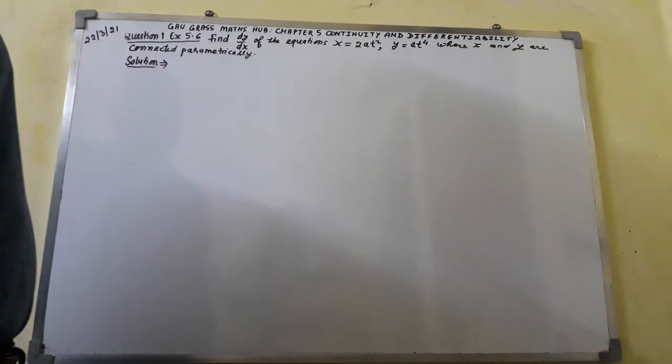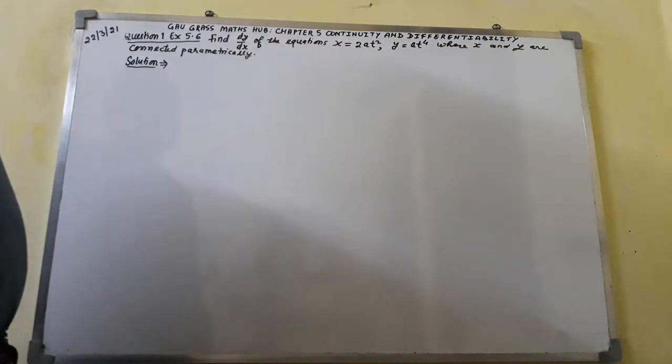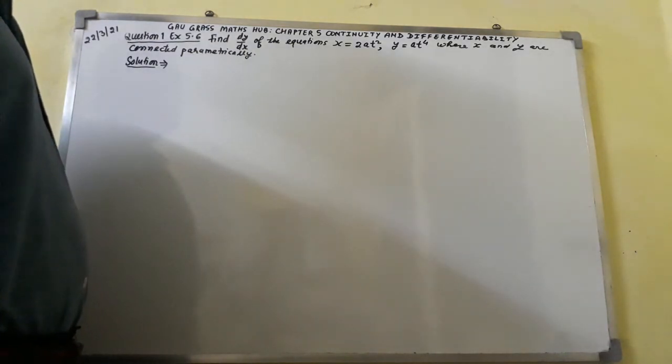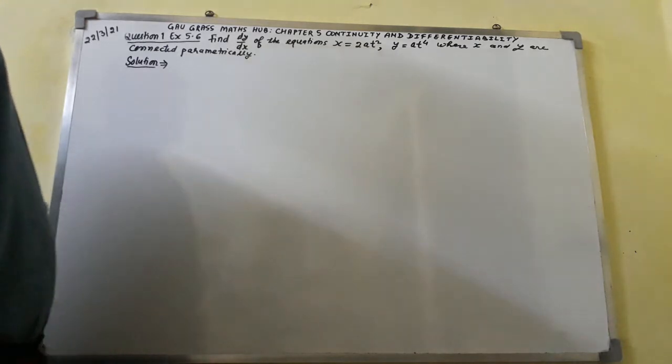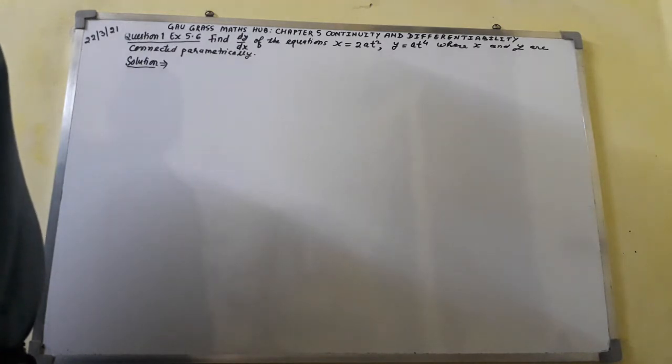I shall explain question number 1 that has been taken from exercise 5.6, chapter 5, continuity and differentiability. The question is, find dy over dx of the equations x is equal to 2at square, y is equal to at raised to the power 4, where x and y are connected parametrically.